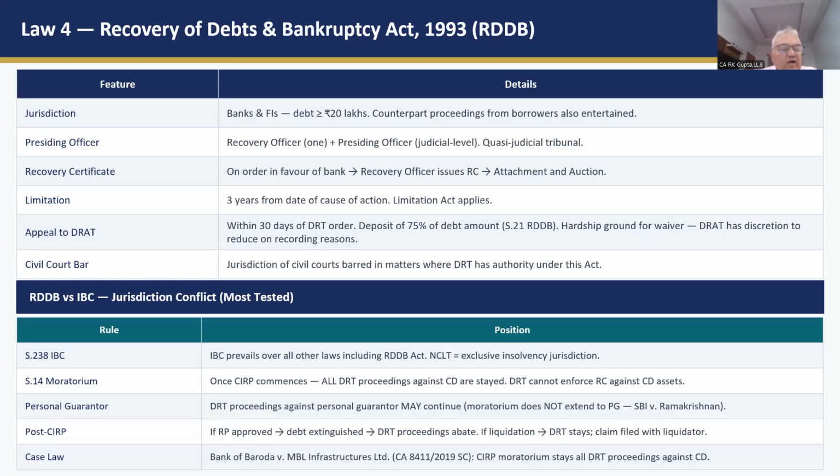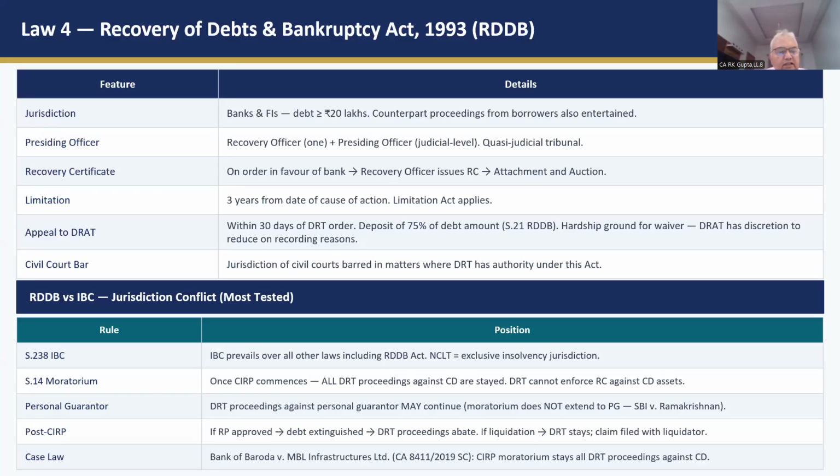An appeal from the DRT lies to DRAT, and the appeal has to be filed to DRAT within 30 days of the order of DRT. But a pre-deposit of 75% of the debt amount is required. But if the aggrieved party cites grounds of hardship, then DRAT has discretion to reduce this amount after recording reasons therefor. There is a bar on proceedings being initiated in civil courts. So jurisdiction of civil courts is barred in matters where DRT has authority under this, right?